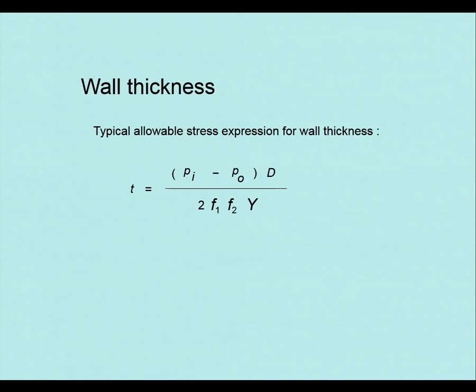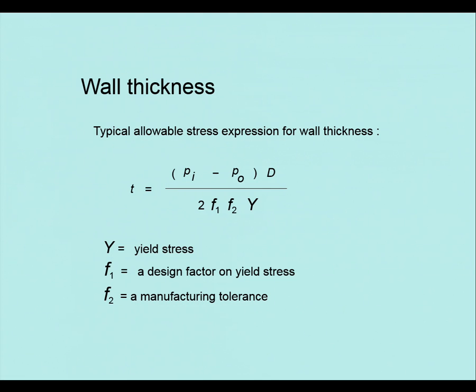But there are two things in here, and this is out of the typical API codes. Y is the yield stress. F1 is a design factor on yield. And F2 is a manufacturing tolerance.